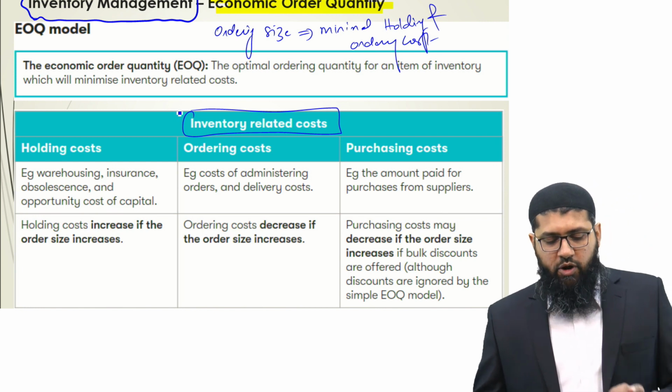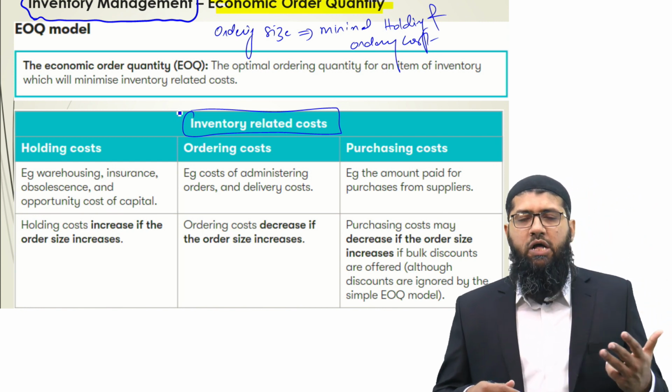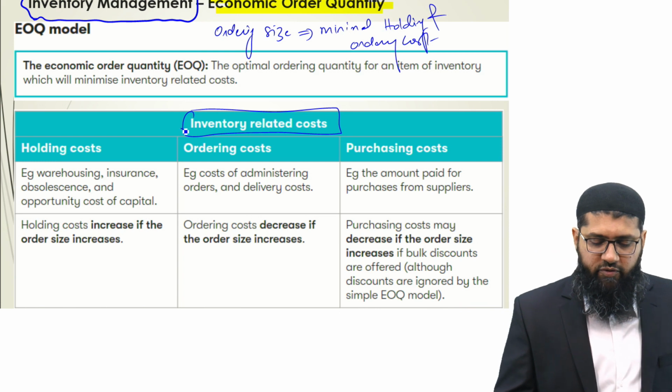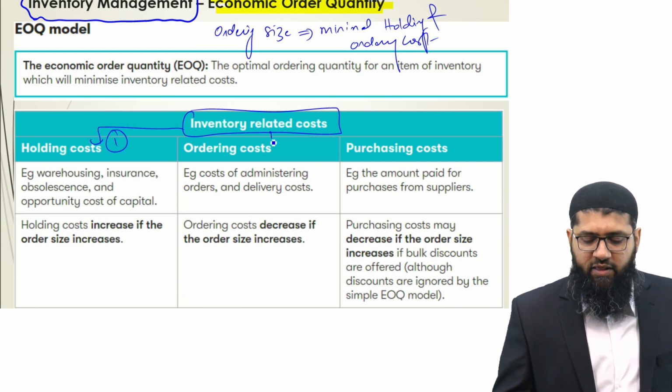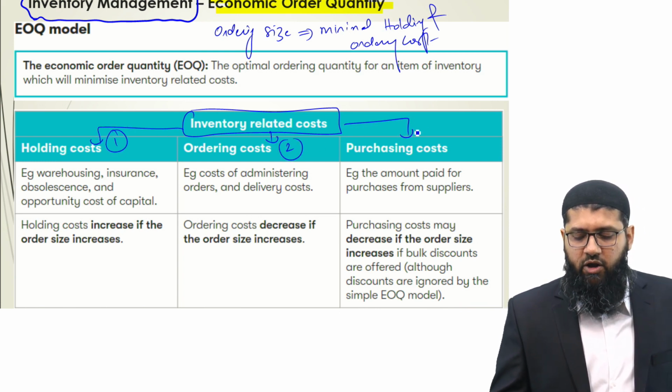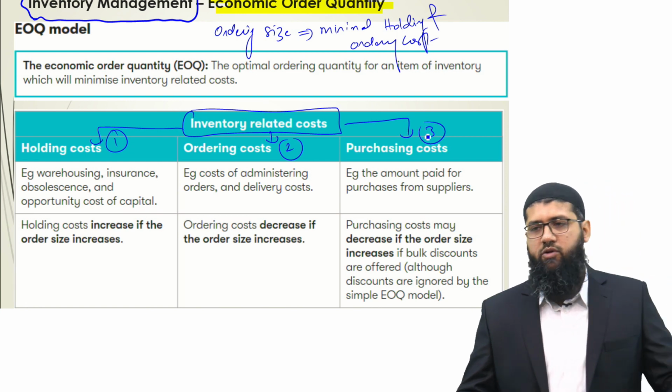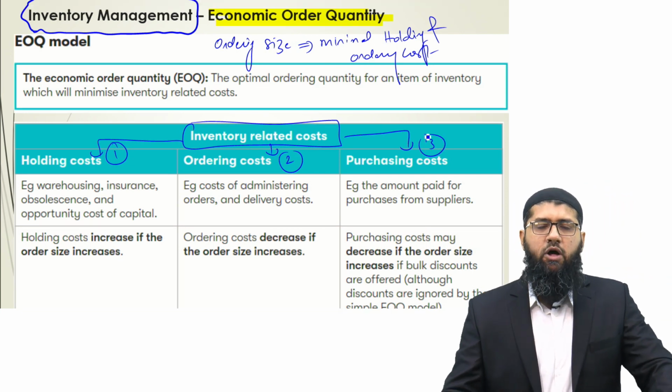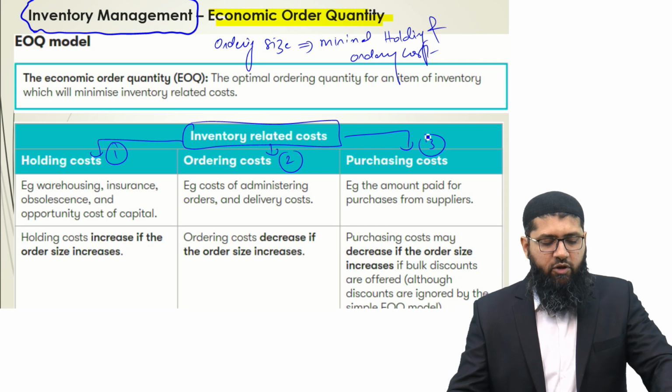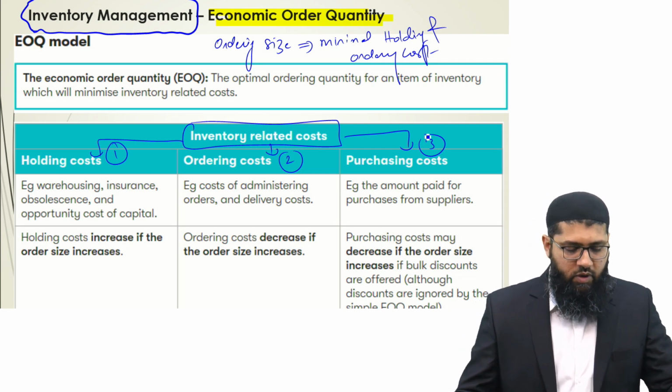Before that, I want you to understand that the cost of inventory has three components. What are those three components? That is holding cost, ordering cost, and the third one is purchasing cost. What is ordering cost? What is holding cost? What is purchasing cost? Let's try to understand this.